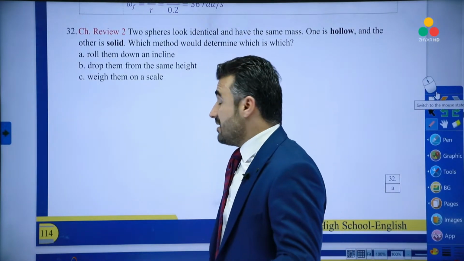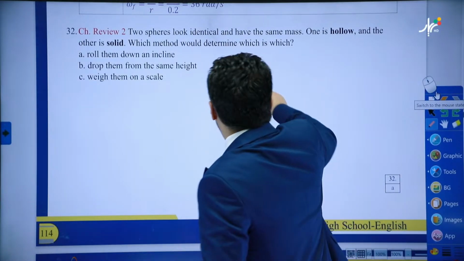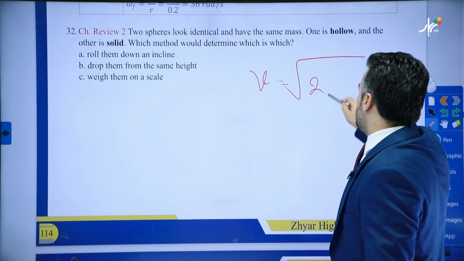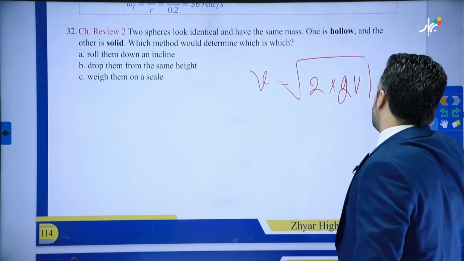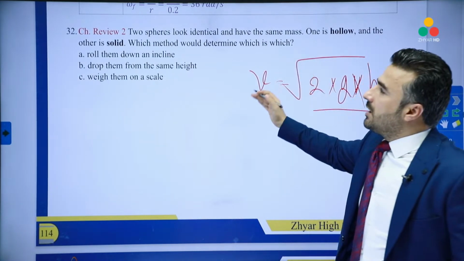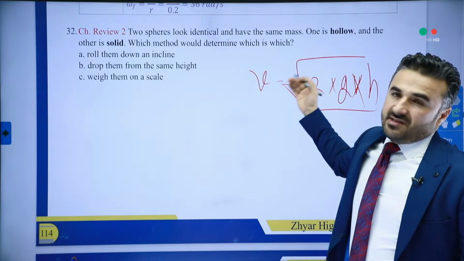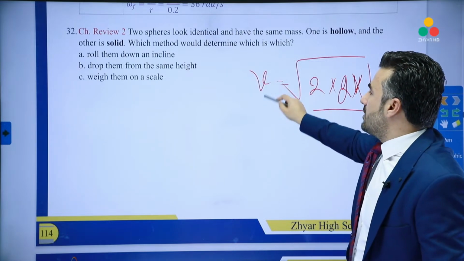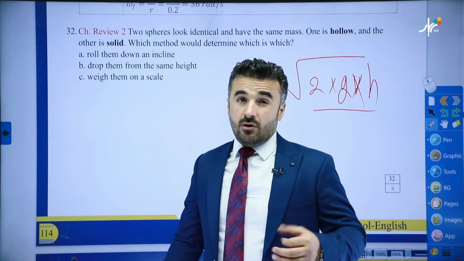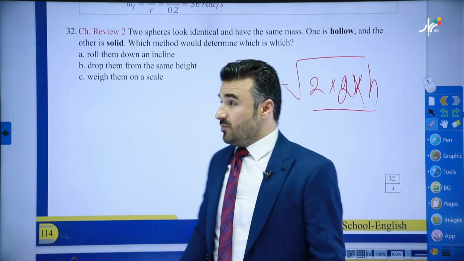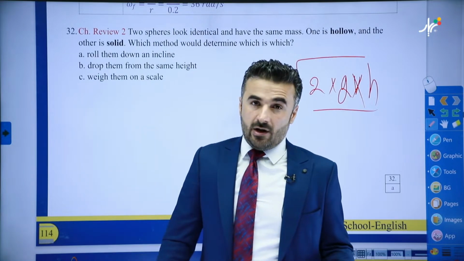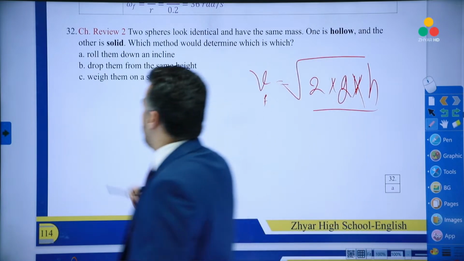Dropping them from the same height, that means no rolling, yeah? And we said if there's no rolling, the translational speed at the bottom will always equal the square root of 2 times gravitational acceleration times the height, yeah? In this case, because we are letting them go from the same height, they will have the same translational speed at the bottom. Weighing them on the scale is also useless, because they have the same mass, yeah? Having the same mass would lead to the same weight as well.